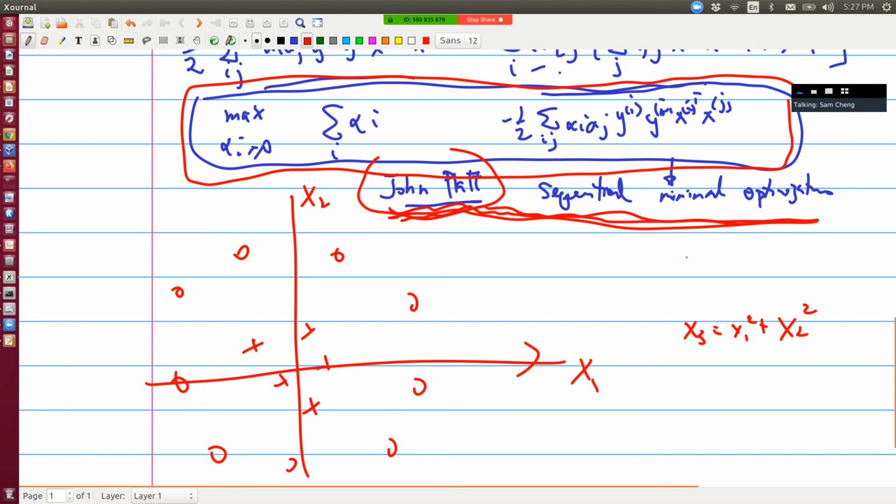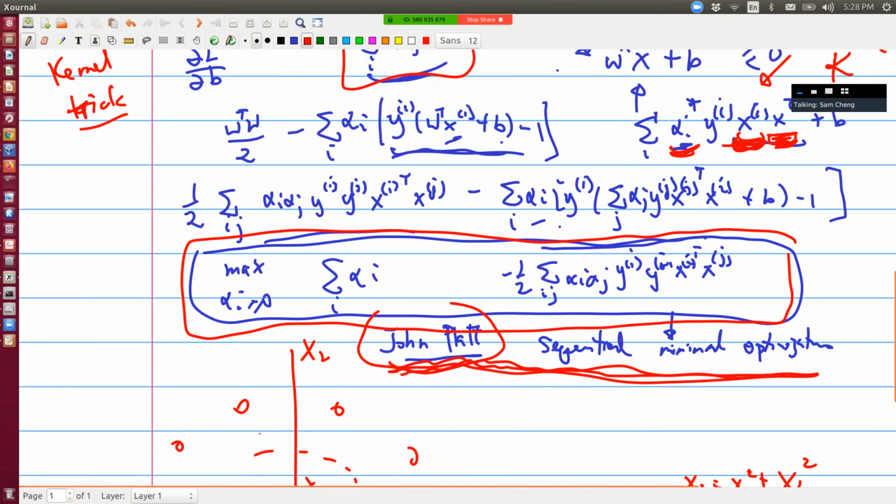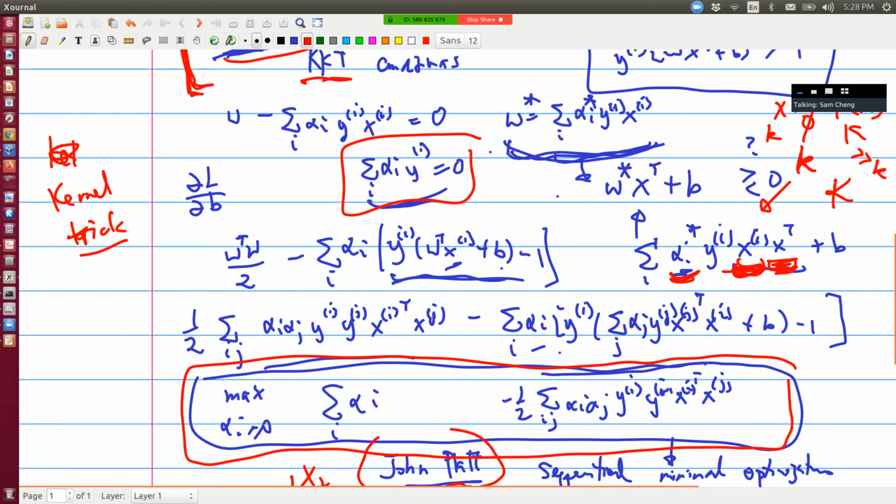Originally small k is just equal to 2, x1, x2. Now I have k equal to 3, mapping into x1, x2, and x1 squared plus x2 squared. Now suddenly this becomes separable, right? I only need to use the third feature, which is essentially just the radius, to separate these two data sets. This is essentially the same idea: if we project into a high dimension, anything that is originally not separable becomes separable.